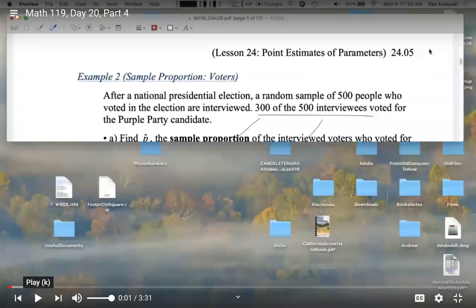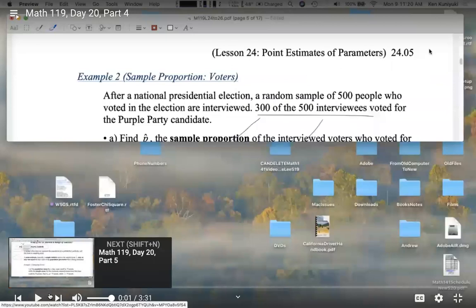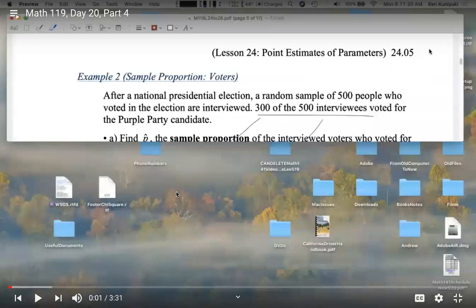Any questions? All right. Just know that in the United States, the Electoral College matters, right? That determines the president. All right.